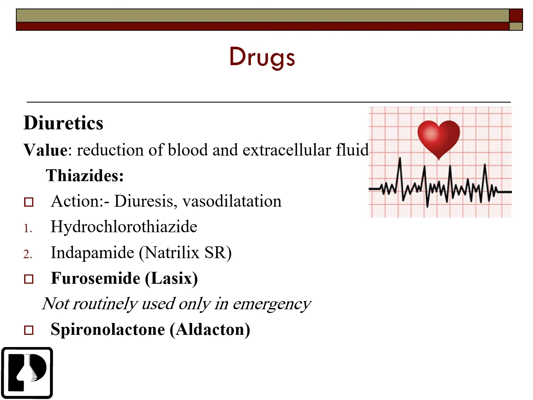Usually, a diuretic is an emergency drug for severe hypertension, but we don't use it for a long time. The only drug that can be used for a long time and has an efficient effect for the control of hypertension is indapamide. Furosemide or Lasix is not routinely used, only in an emergency and if the patient has lower limb edema. Spironolactone or Aldactone is a potassium sparing diuretic, and it's one of the important diuretics, which can control lower limb edema and blood pressure.